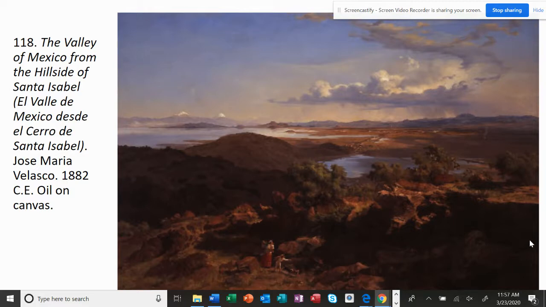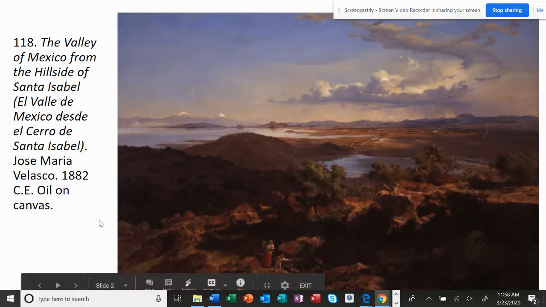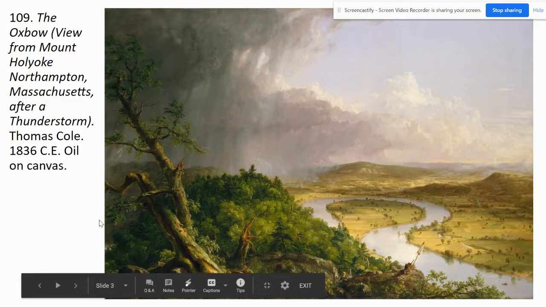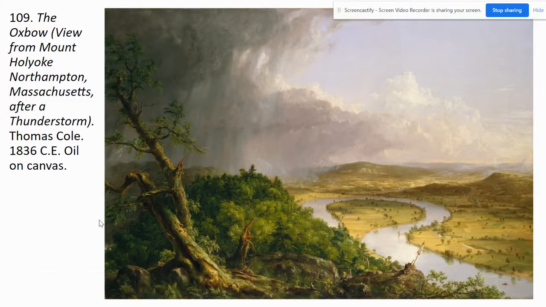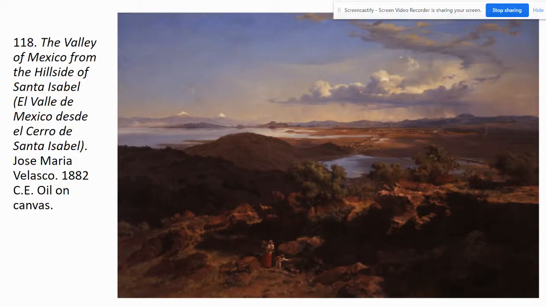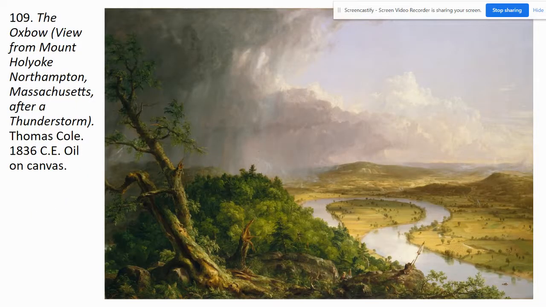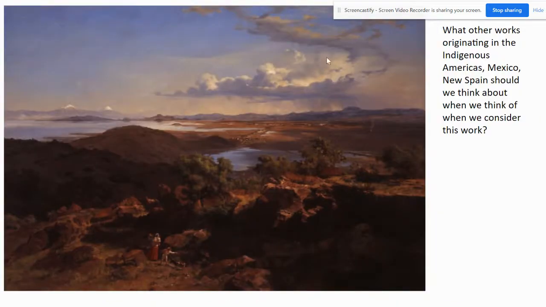Really, this piece should remind you of another piece that we have studied already. What piece is it reminding you of? Yes, the Oxbow. It's very similar, right? We can see the similarities in the highlighting of the landscape and the dramatic meteorological events with the weather.